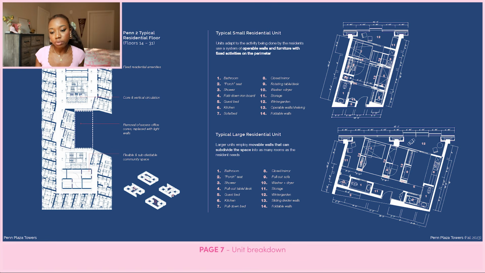So like I stated before, it's a mixture of fixed objects like bathroom, kitchen, etc., plumbing on the outer walls. And then the inner walls have movable furniture. So the couch can become a bed, the desk can become a dining table, things like that. So I was trying to demonstrate the technicalities of how that works on the unit scale and also at the scale of the entire floor.